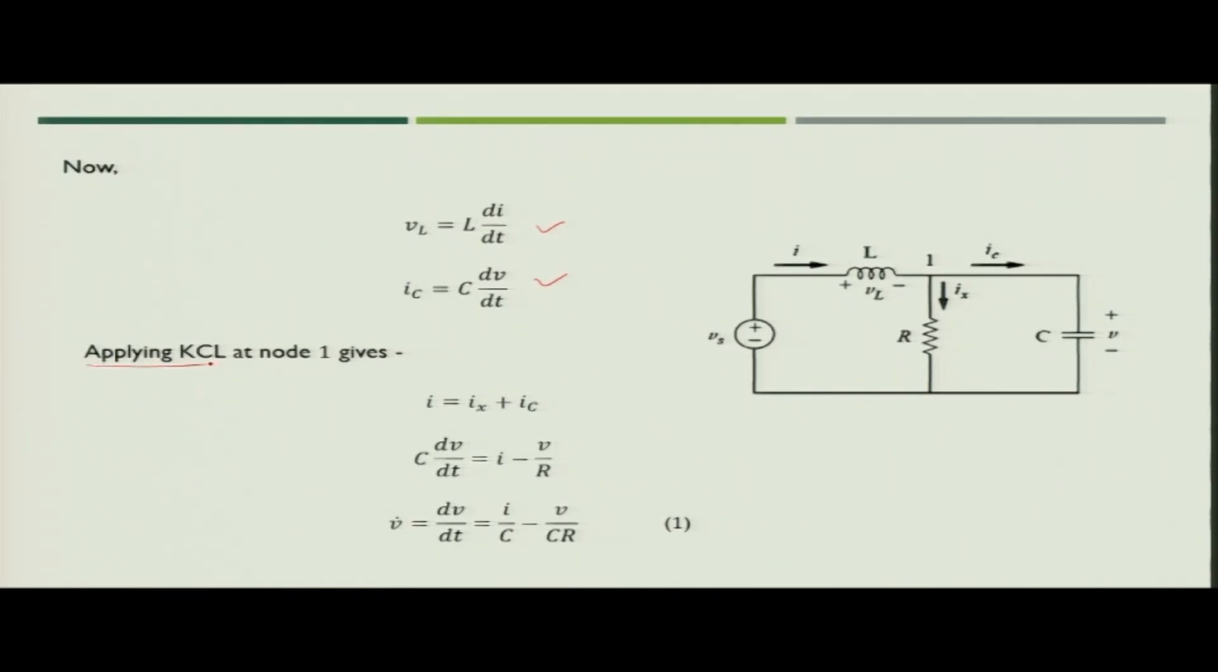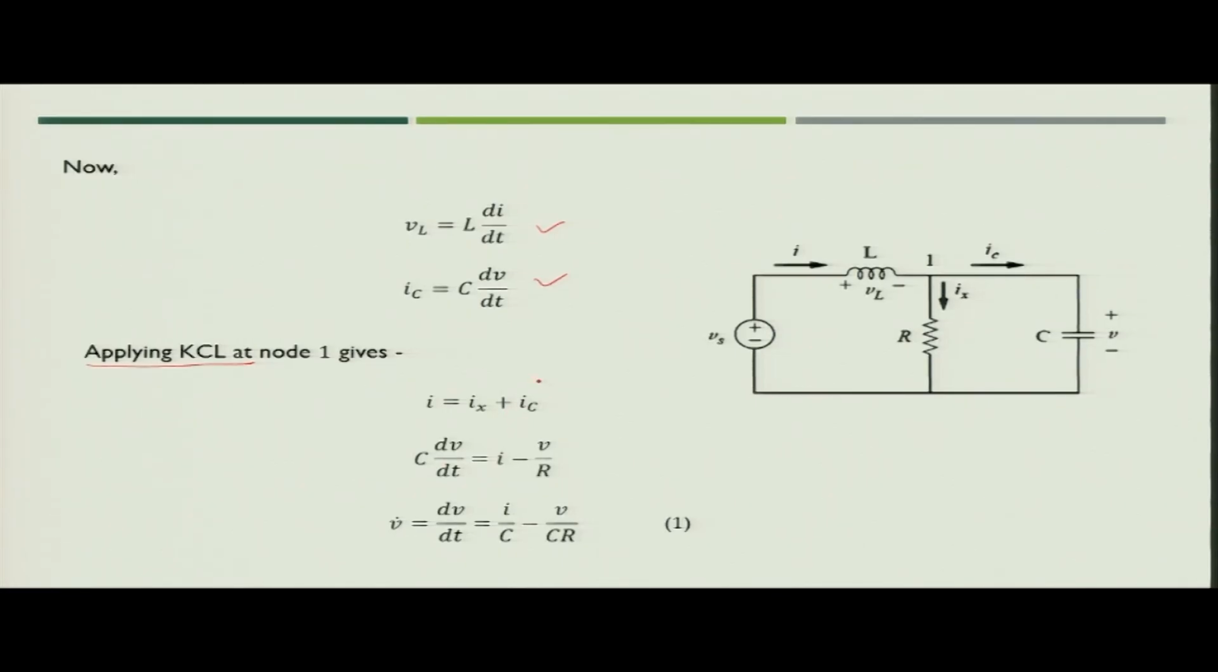Now, let us apply KCL at node 1. When you apply KCL at node 1, you can write I is equal to Ix plus Ic. What is Ix? Ix is nothing but the voltage across the capacitor, which is also applied across the resistor. So, Ix will be nothing but V by R. So, we have taken Ix as V by R, and the current I is unknown.